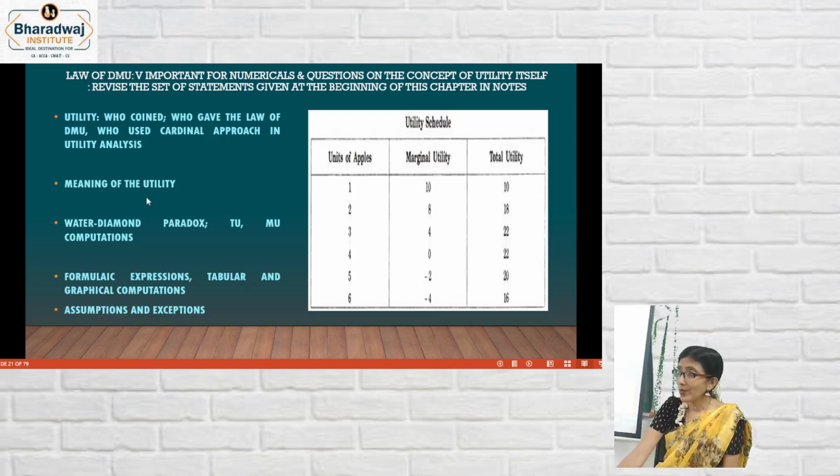Okay. Meaning of the term utility? Want satisfying power of the commodity. 4 sentences will be given. Tick mark the correct one. Okay. Water diamond paradox. What did you understand? We saw water, value in exchange, value in use. Water has value in use, but diamond has value in exchange. Very good. Then, this is what we are going to see now.